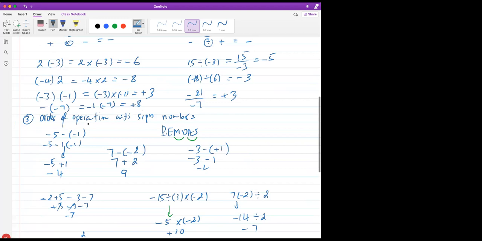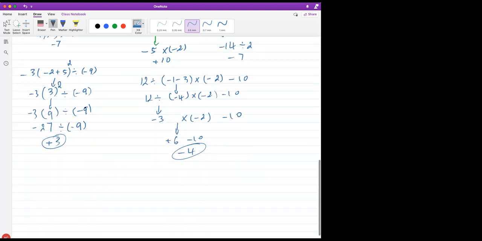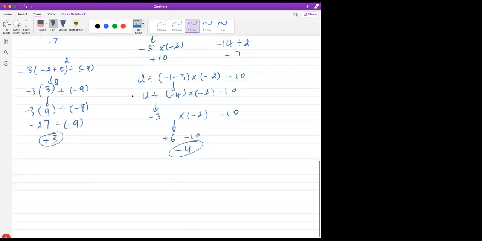Again, Professor, I'm confused about the last one. Which part exactly? Which step of this one didn't you get? Okay, let me go over this one again.